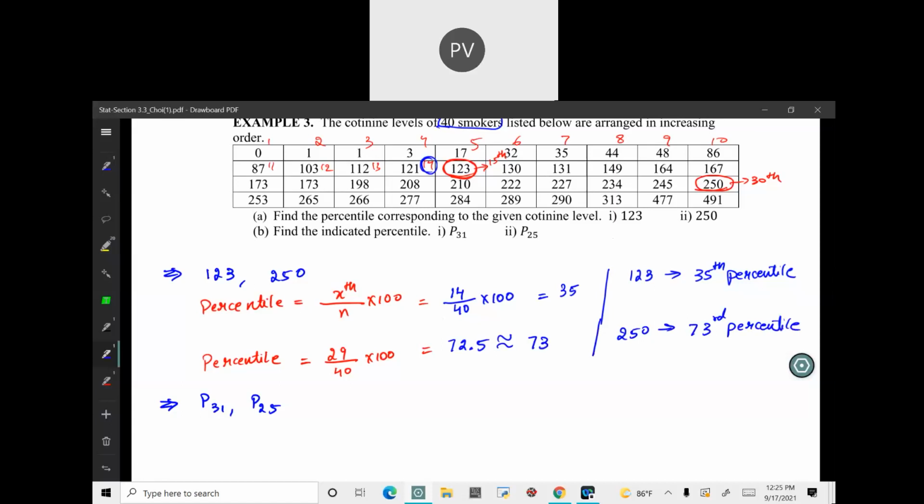Okay, this is how you have to calculate the percentile if a data value is given. You have to note down the position, take a value less than that, divided by total number of samples, multiplied by 100.